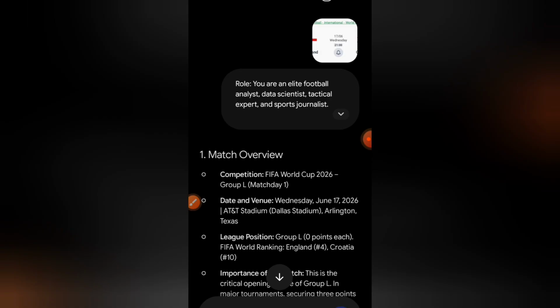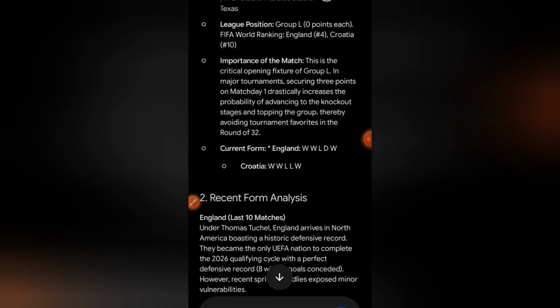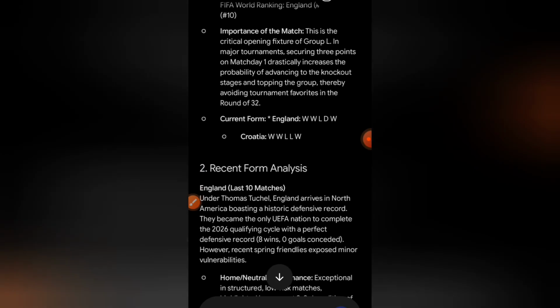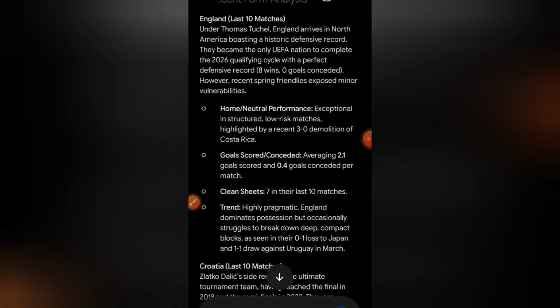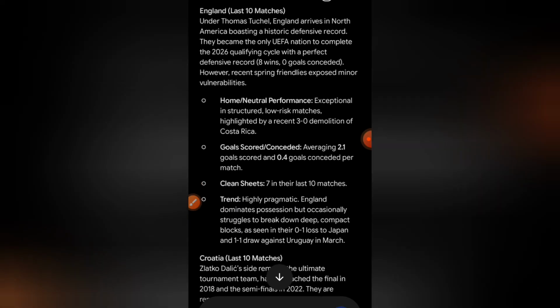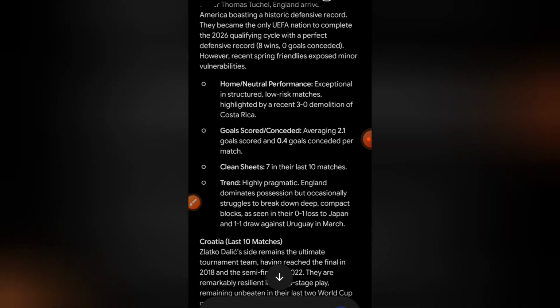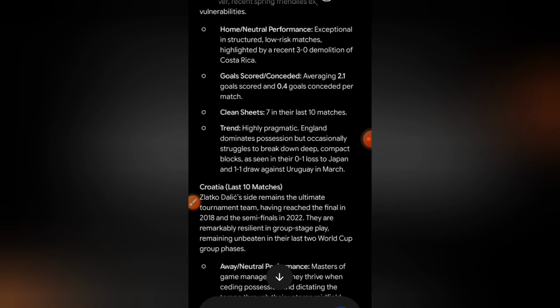If we look into this, we have the overview. This happens to be an important match for both teams. This is the first time England will be playing in this year's World Cup. In recent form, England is averaging 2.1 goals scored and 0.4 goals conceded per match in the last 10 games. So they had 7 clean sheets in their last 10 games.